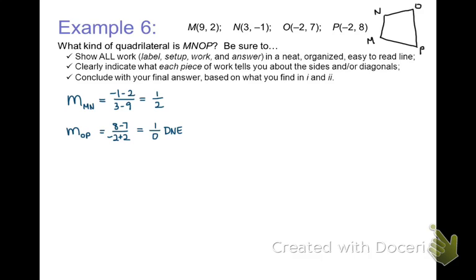What kind of a line has a nonexistent slope? Do you guys remember that? What kind of a line has a slope that can't exist?